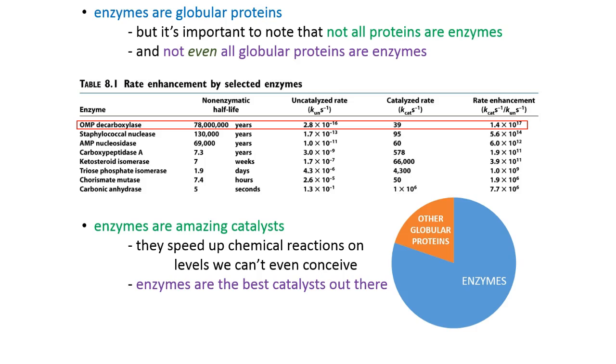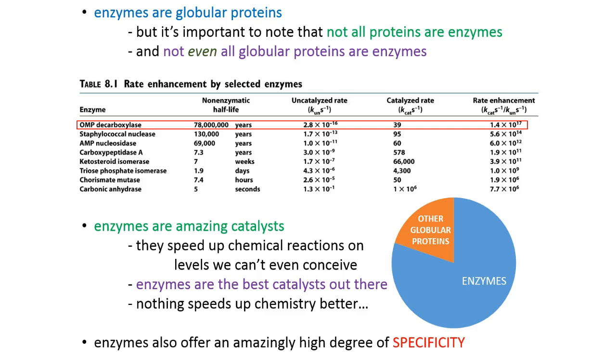Enzymes are the best catalysts out there. There are non-enzymatic biochemical catalysts like certain metals, and they do a decent job of speeding up chemical reactions, but not like enzymes. Nothing speeds up chemistry faster than an evolved protein enzyme. Enzymes also offer something that is important for life, which is specificity. The idea of specificity is that an enzyme will only work on a very specific set of reactants and speed that reaction up into products.